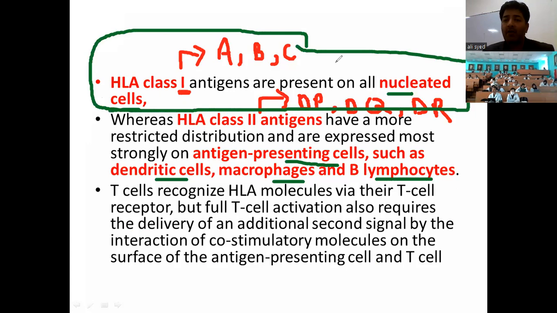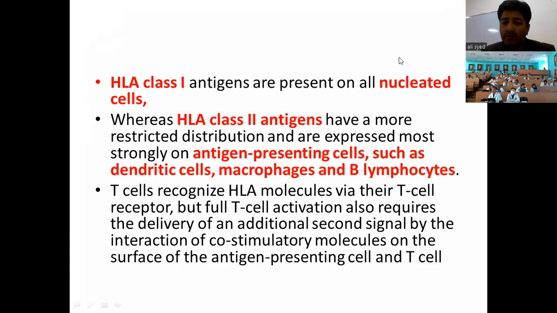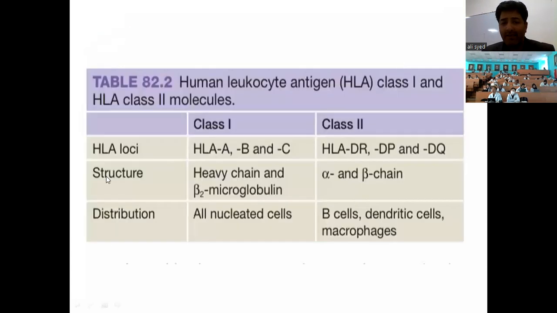In the donor and recipient, you have to match HLA class 1 and class 2 antigens. HLA class 1 are A, B, and C. HLA class 2 are DP, DQ, and DR. See this table: class 1, A, B, and C; class 2, DR, DP, and DQ.